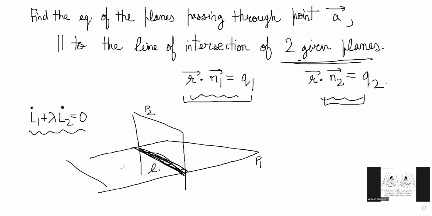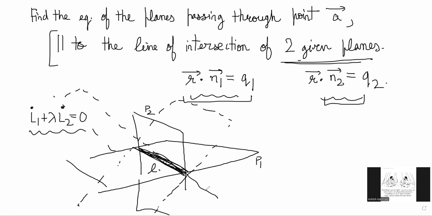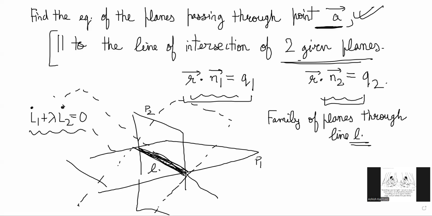What I want is a plane that goes through this line L, or is parallel to this line L. Line L is lying in the plane maybe, right? So imagine, visualize here, there are infinite planes through this line. There are so many possible planes that go through this line. We need one specific plane that also passes through this point. So first we will write the equation of the family of planes through the line L. What is special about line L? Line L was the intersection of these two planes.